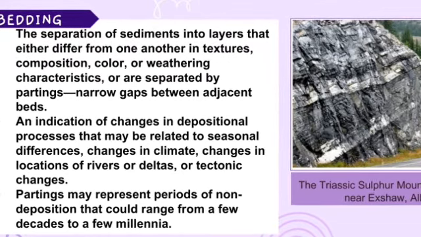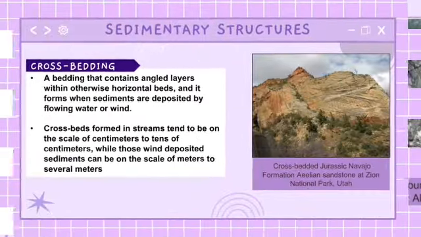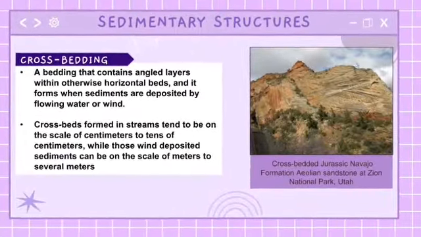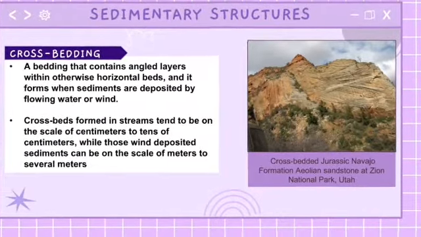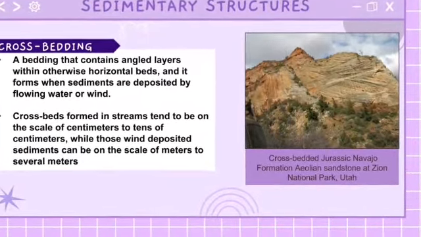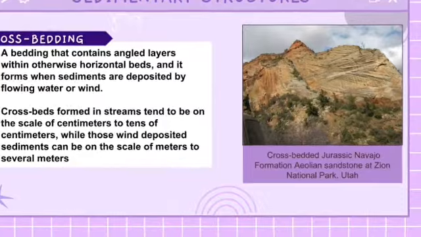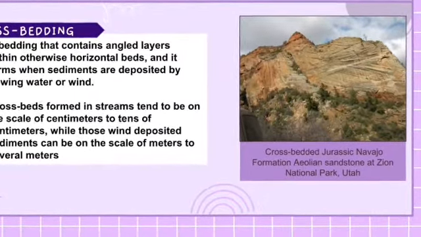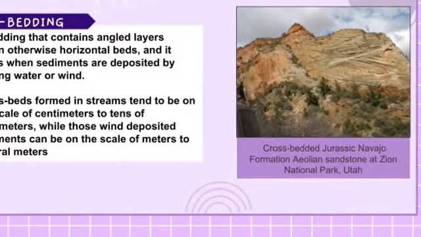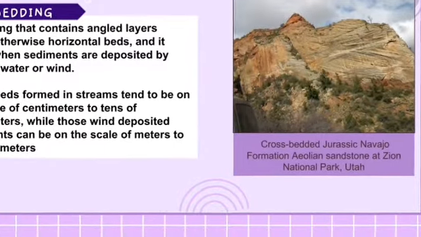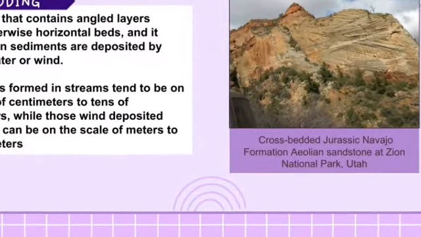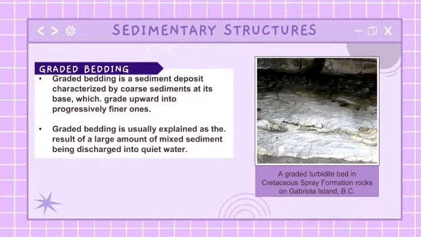Okay, let's go. So, the second one is cross-bedding. It is a bedding that contains angled layers within otherwise horizontal beds, and it forms when sediments are deposited by flowing water or wind. So, our example is the cross-bedded Jurassic Navajo Formation, Aeolian Sandstone at Zion National Park in Utah.